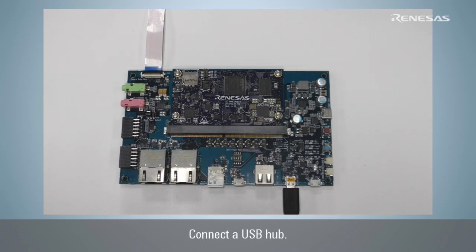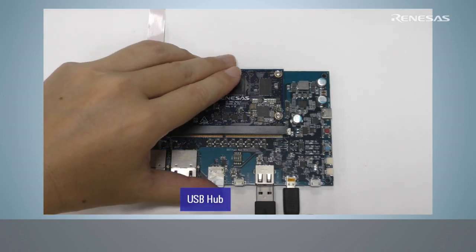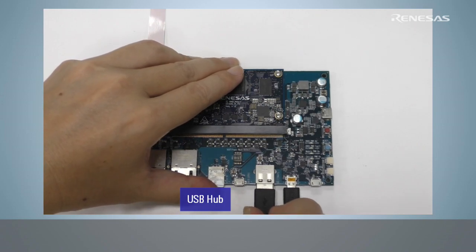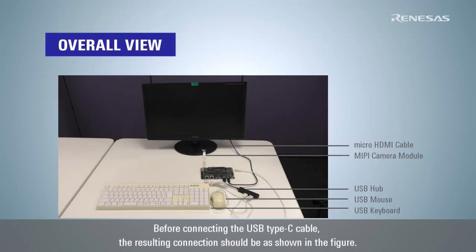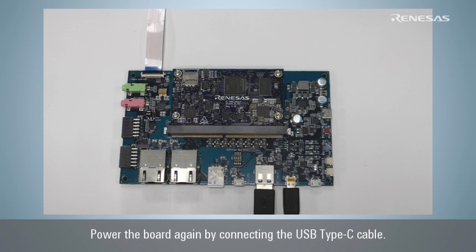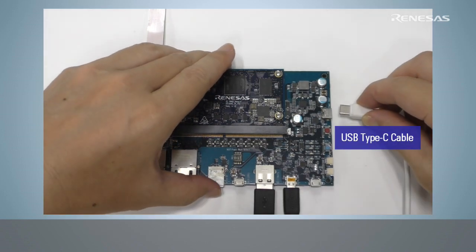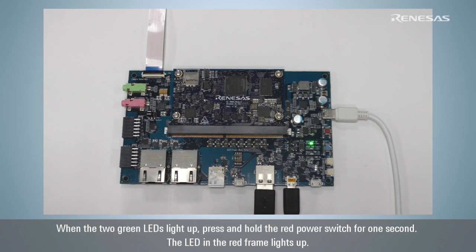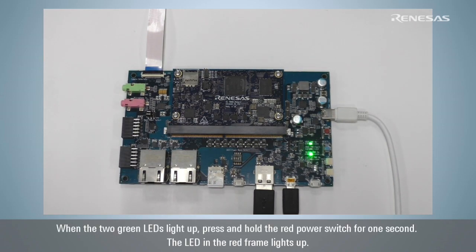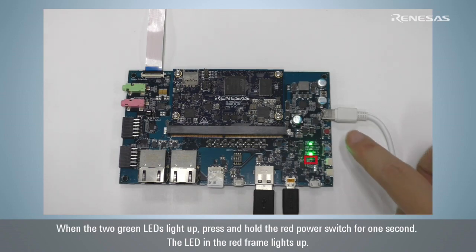Connect a USB hub. Before connecting the USB Type-C cable, the resulting connection should be as shown in the figure. Power the board again by connecting the USB Type-C cable. When the two green LEDs light up, press and hold the red power switch for 1 second. The LED in the red frame lights up.